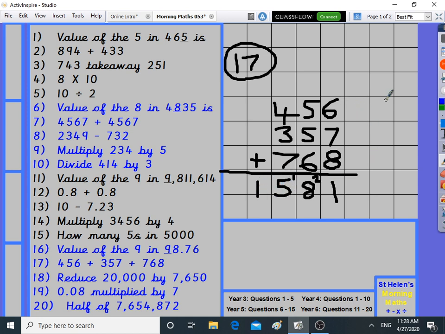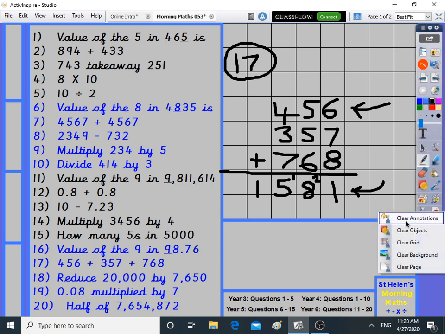Plus makes things bigger. The number we started with definitely got bigger. It became 1,581. Just have a little check of this. Don't want to get anything wrong on a video or in a test or anywhere. That's number 17 done. We'll move on to number 18.